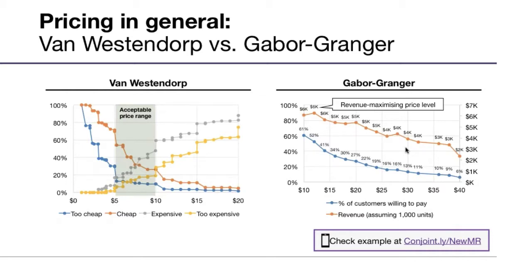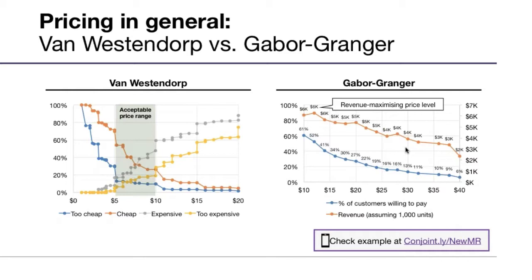So it is finding two price points. One is such that if we go below it, then we have too many people who think that a product is too cheap. And the other one is such that if we go above that point, then we have too many people who think that the product is too expensive. And the range between those two is the optimal or acceptable price range for the product.